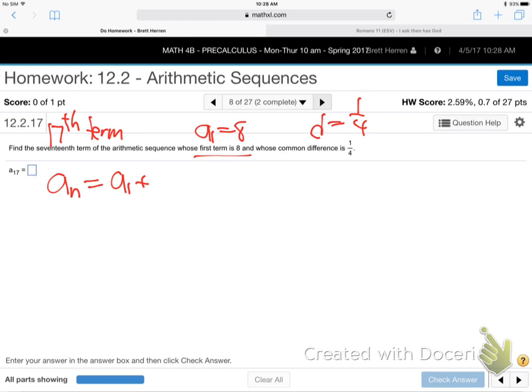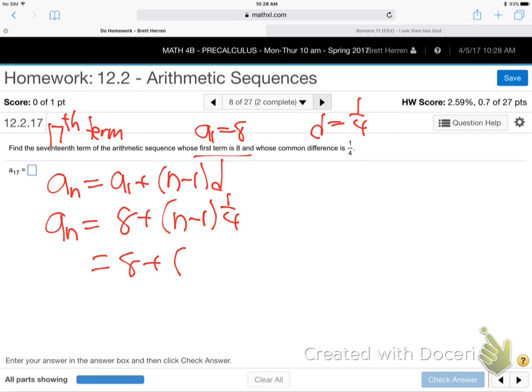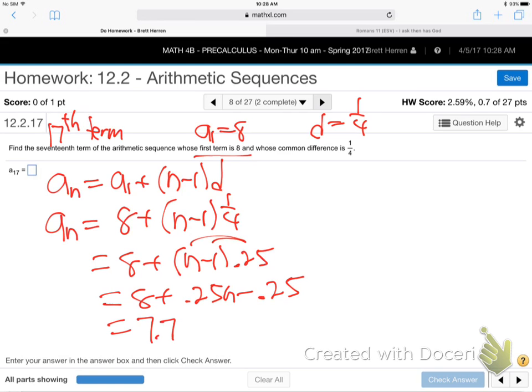So a sub n equals a sub 1 plus n minus 1 d. A sub 1 is 8, and d is 1/4, right? So we're going to get, it might be easier just to make that a decimal. Make that 0.25. Might be easier just to do that, because fractions can be kind of a pain. Make it 0.25 and distribute that. 8 plus 0.25n minus 0.25, which is 7.75 plus 0.25n. Good to there. There's the a sub n formula.